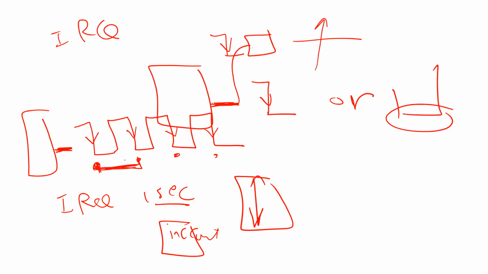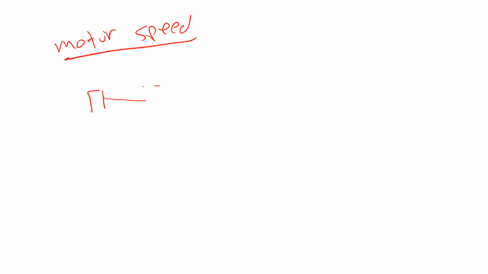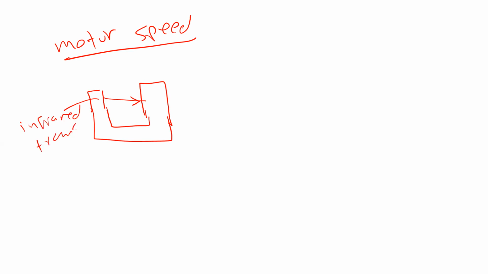One more thing, guys, another application for this is that we can measure motor speed. I'm going to tell you the idea of measuring motor speed. The idea is that you can have infrared light and a receiver, like one package. Here, this is the infrared transmitter, and this one is the receiver.